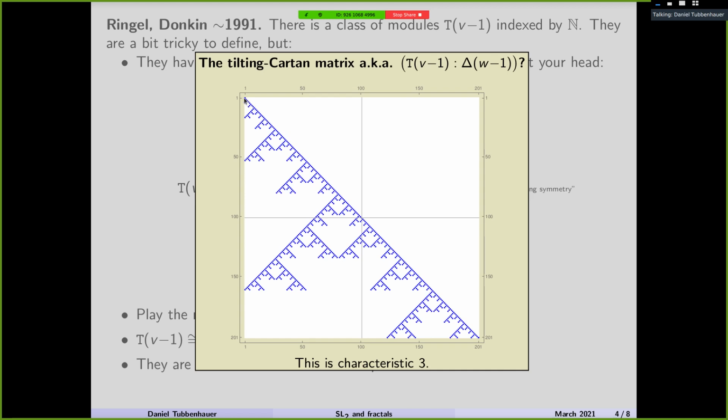So 1, 2, 3, and it has some kind of leg going out. 1, 2, 3, another leg, and now comes the first prime power, and it gets a longer leg of length 9. At the next prime power, this is roughly here, it's 27. It gets another leg of length 27. At 81, it gets another leg, and so on. So the next one would be somewhere down here.